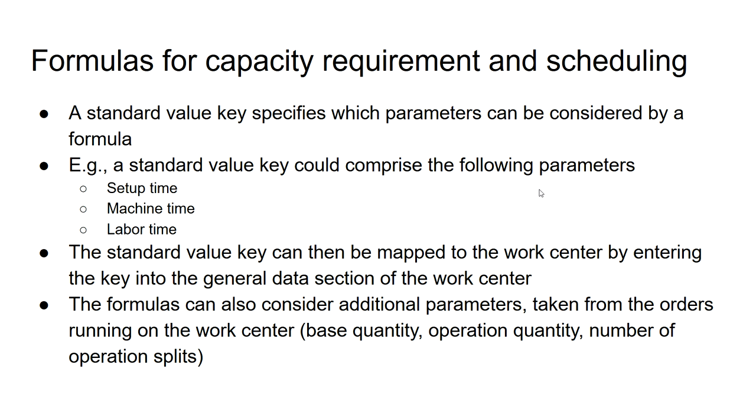This doesn't mean that the formulas can only use those parameters for conducting the calculation. In addition to that, formulas can use parameters that are taken from an order that is running on the work center. For example, base quantity, operation quantity, number of operation splits. This is information that can be pulled from the order itself.